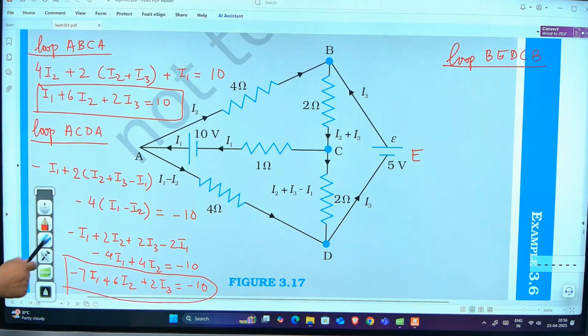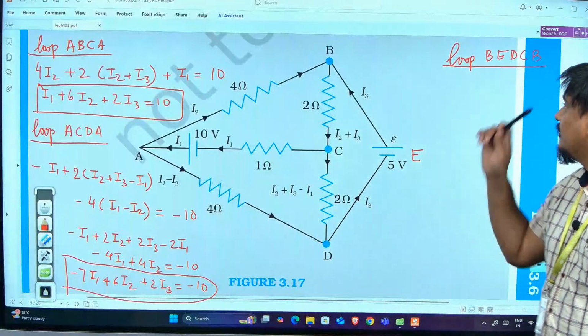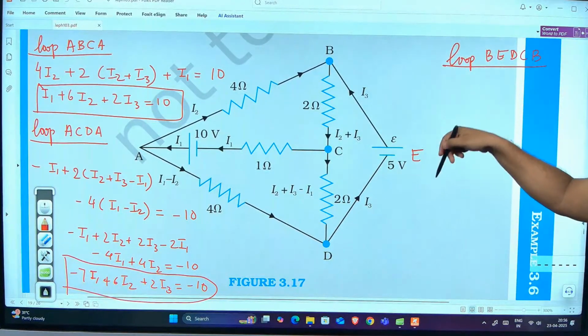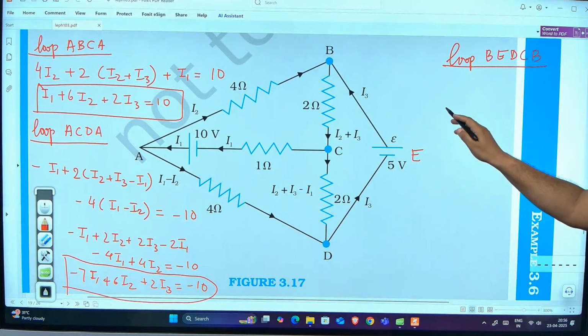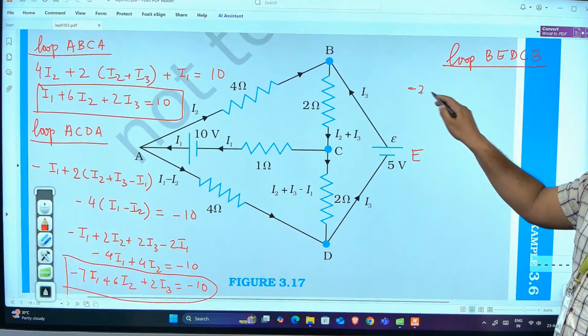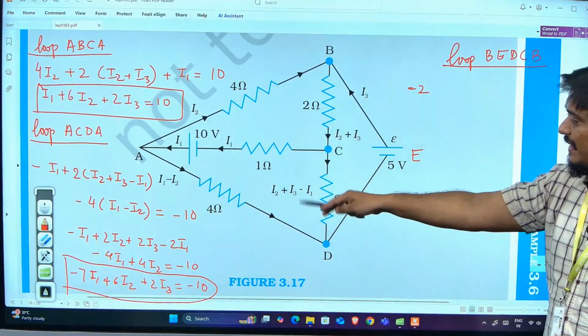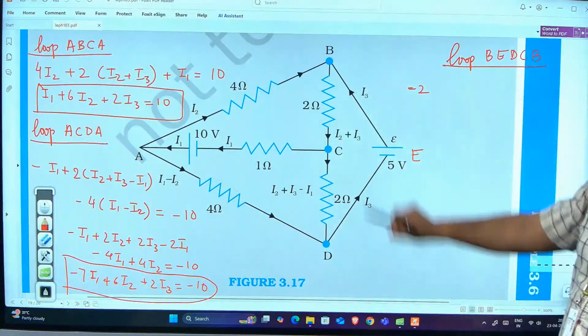Any problem? Anybody has any problem? Third loop, BEDCB, easy loop. Nothing is there in this, only these two directions. 2I2 plus 4I3. Plus or minus? Sir, for negative, going from D to C, no? Current direction is your direction.